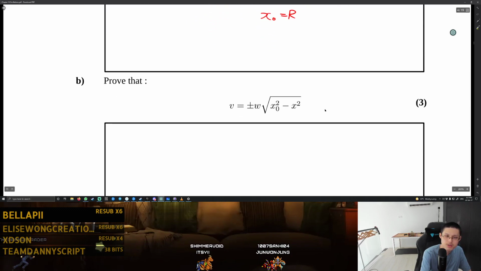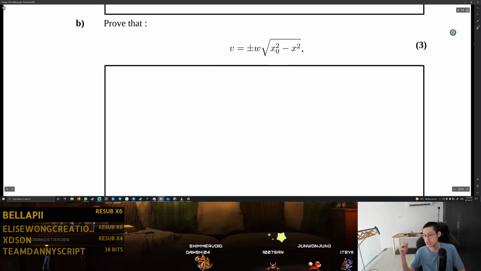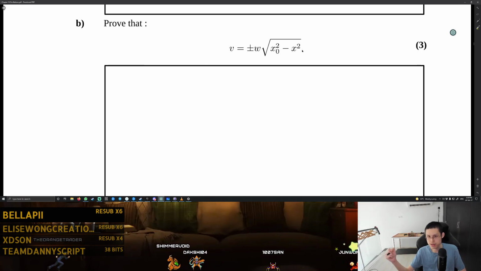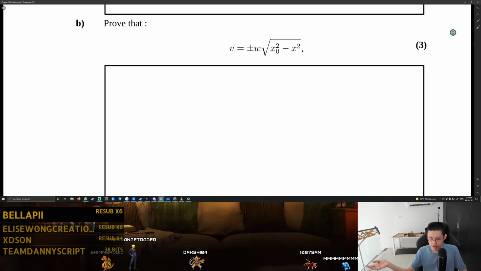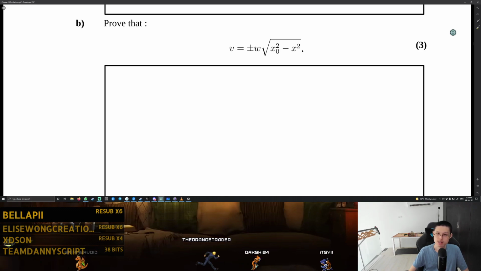Now next, we're going to show that the velocity equals plus minus the angular speed times this thing. We want to prove this expression. This expression is very useful because sometimes they don't give you the time. They've only given you the angular speed. So you need to use this to work out whatever it is that you want to work out. So how do we show this expression?